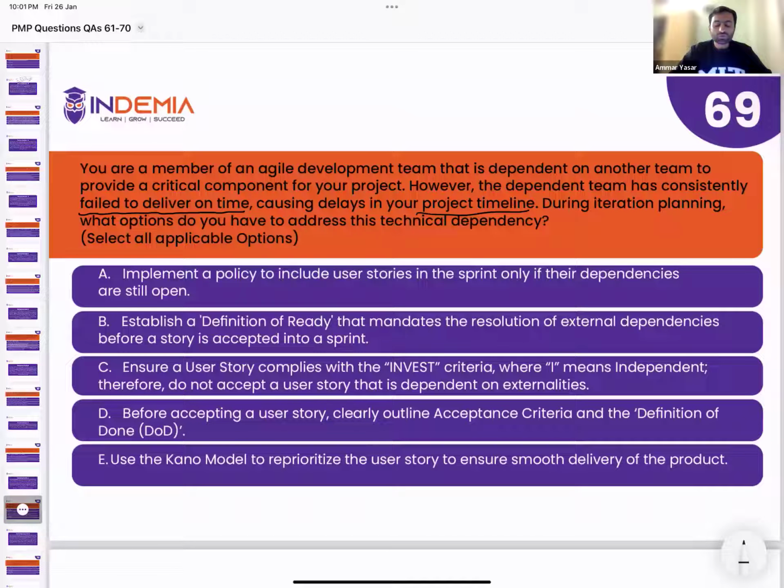First, you need to determine the definition of ready. And in the definition of ready, write the criteria: a user story that is dependent on externalities, which are causing excessive delays, should be removed. So first, you need to redefine your DOR. And second, your user story should follow the INVEST criteria, like it should be independent from any externalities which are causing persistent delays. So option B and C are correct.